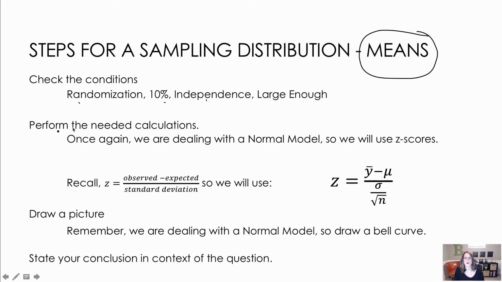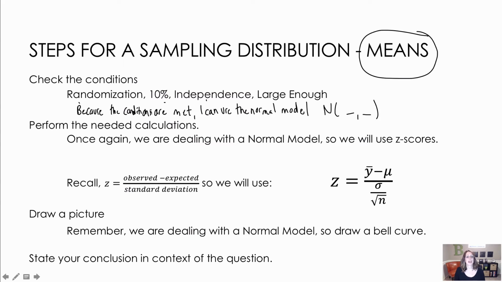And then we're going to perform the needed calculations. So we're checking the conditions. And part of this, which I didn't put on this list and should have, is that then I should say, because the conditions are met, I can use the normal model, and then you can list that mean and standard deviation here, or you can find those as you do the calculations. So the calculations that we're going to be dealing with, because it's a normal model, we're going to use a z-score. So we should be familiar with this because we did some practice in Mod 2.